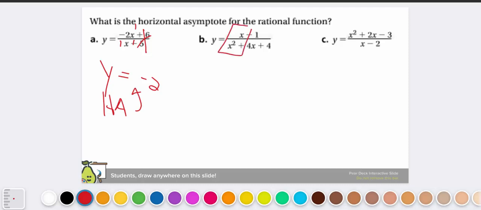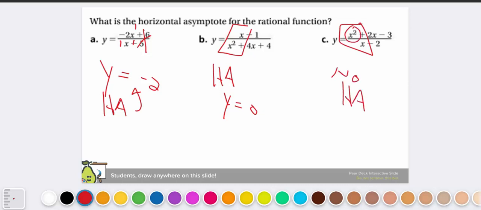Alright, we take a look at the highest degree. The top is 1, the bottom is 2. So the HA, y equals 0. No calculation required here. And on our last one, there is no horizontal asymptote because the degree of the top was higher.